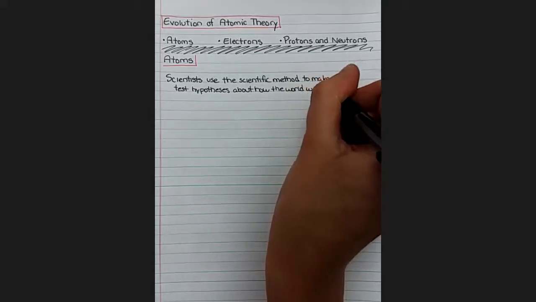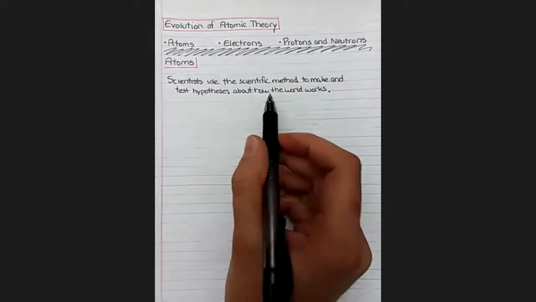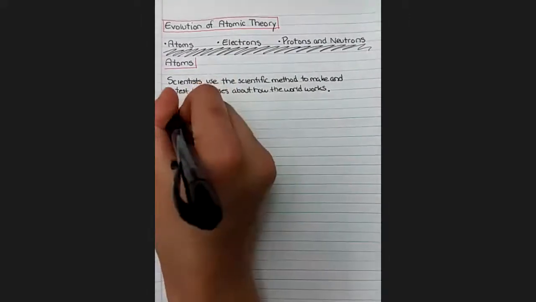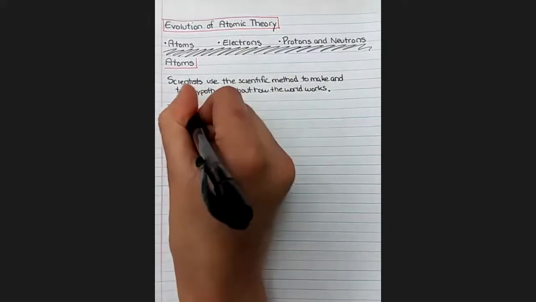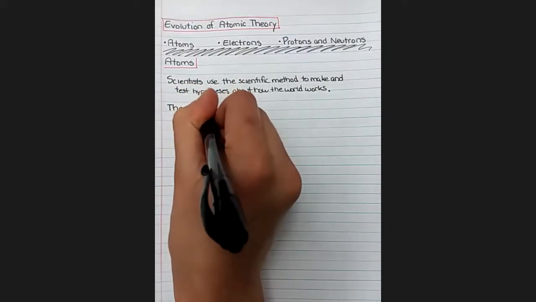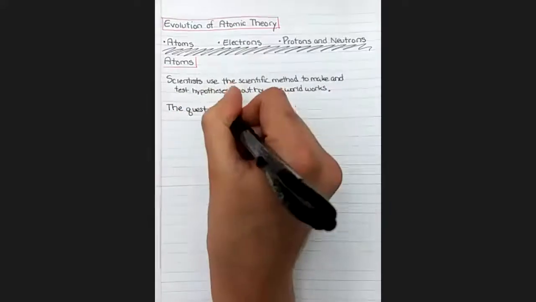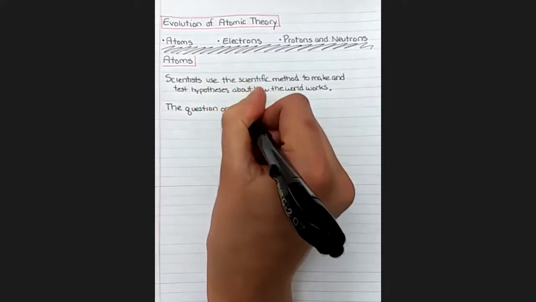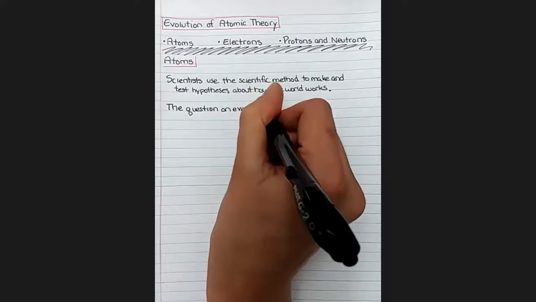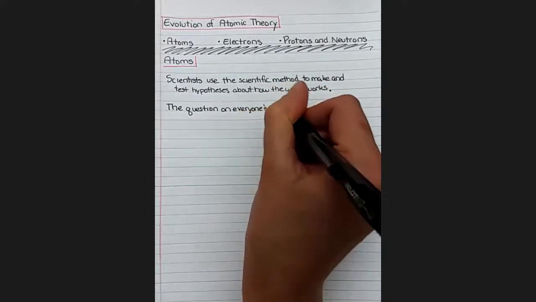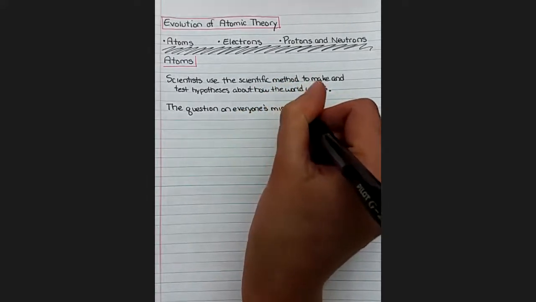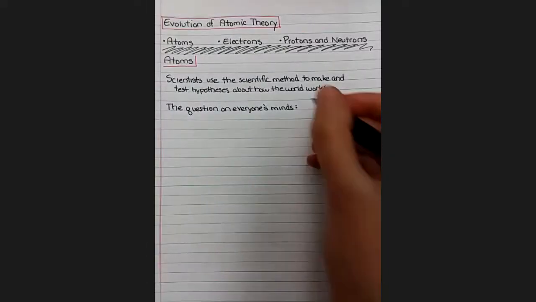And we're going to turn the clock back a couple of centuries, and we're going to picture we are scientists back in this time and think about what sorts of questions are important, what we'd want to use the scientific method to answer. So the question on everyone's minds is this: what are things made of? Specifically, what is matter made of?